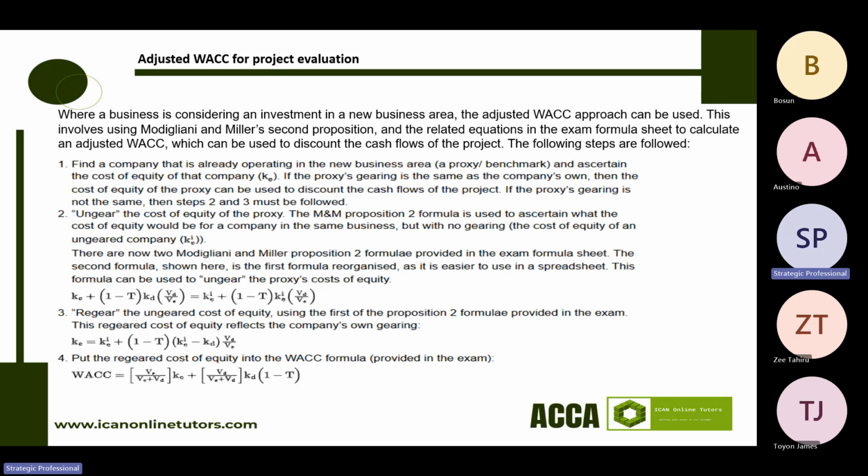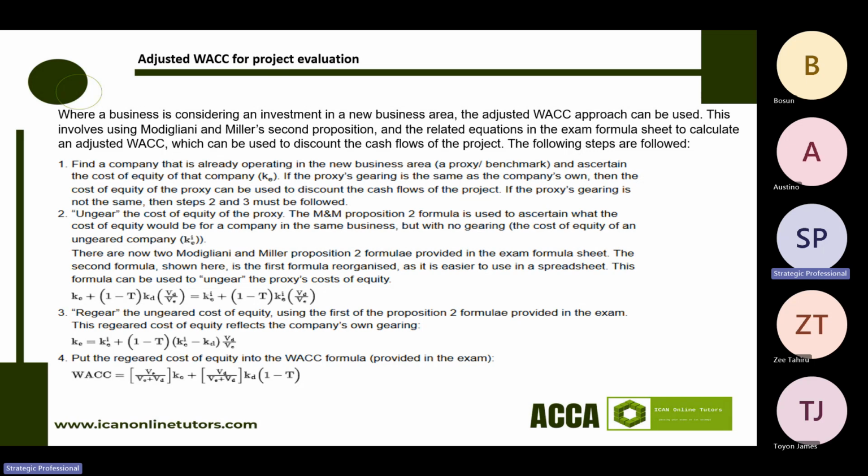This involves using the M&M second proposition and the related equation in the exam formula sheet to calculate an adjusted WACC, which can be used to discount the cash flow of the project. And we have the following steps, right?